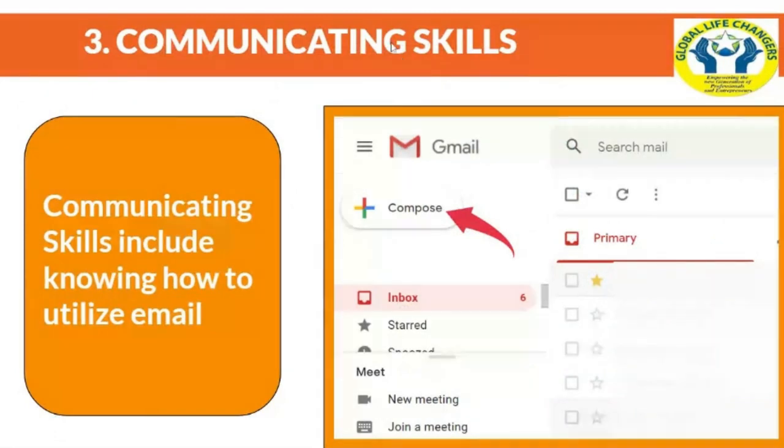So now the third skill one needs to have regarding digital literacy is communicating skills, which includes how to utilize email or WhatsApp and other communication tools. But most importantly, it should be how to utilize emails. So when communicating in virtual environments, the ability to clearly express your ideas, ask relevant questions, maintain respect, and build trust is just as important as when communicating in person.